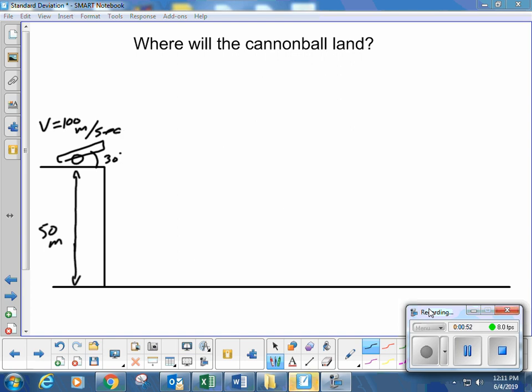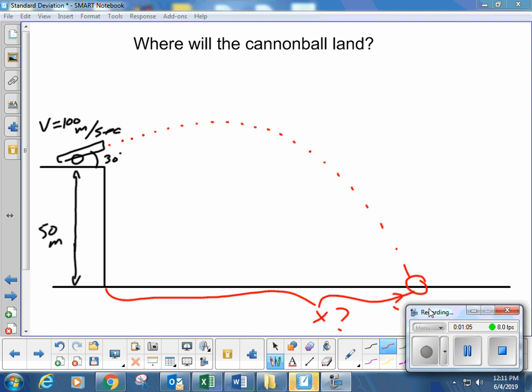Okay. Now, in order to solve this problem, what's going to happen here is the cannon's going to be launched and the ball's going to go out like this and eventually come to land somewhere over here. The question is, how far is it from here to here? That's what I want to know.